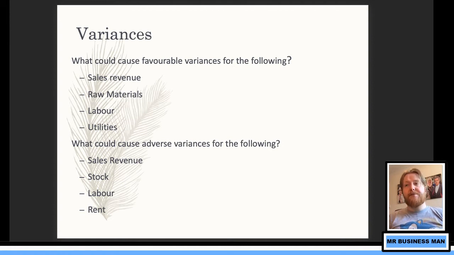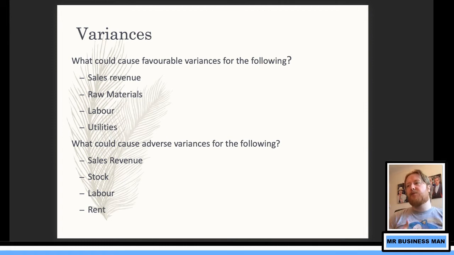Raw materials, you could get economies of scale, or you might be able to get a good deal on it, or you might see someone going bust and they have to sell the stock or something like that. For labour, we might actually be able to pay people slightly less than we thought we were going to, or we might be able to salary them rather than hourly pay them. That might be a way of getting favourable variances. I suppose that's not really a variance, but more of a how can we reduce the cost, isn't it?